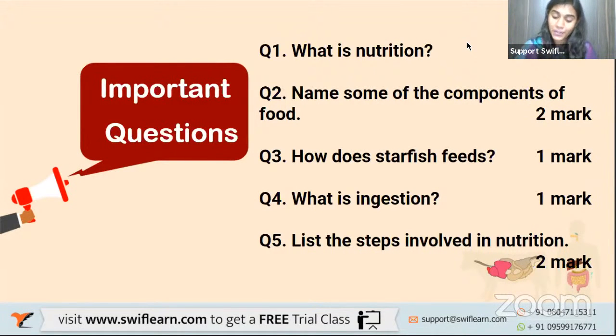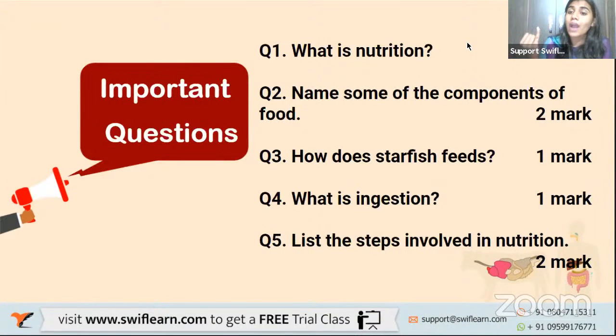Now let us try to answer them. First, what is nutrition? Intake of food and utilizing the food by your body is called nutrition. Now, the second question is, name some of the components of food. Well, we eat food for nutrients, right? What are the different types of nutrients? We have carbohydrates, proteins, fats, vitamins and minerals. So these are the various components of food.